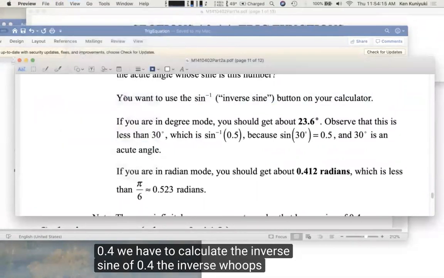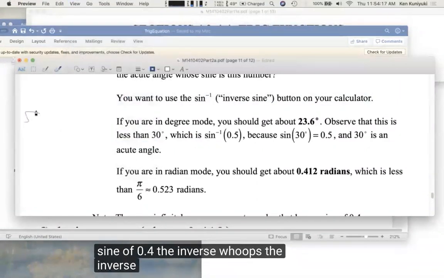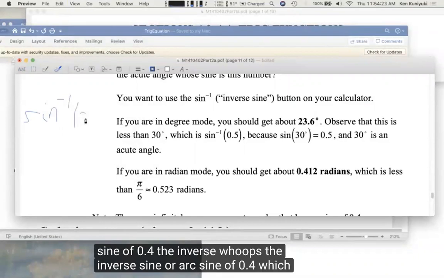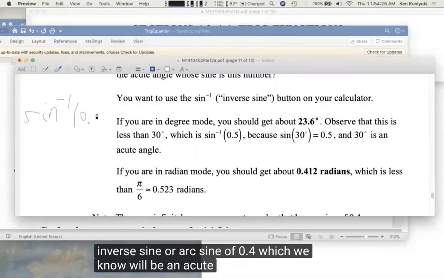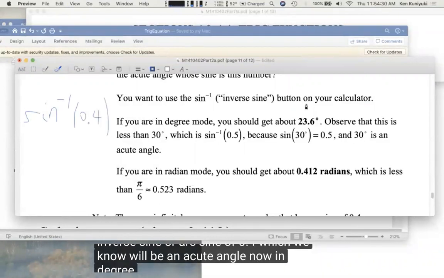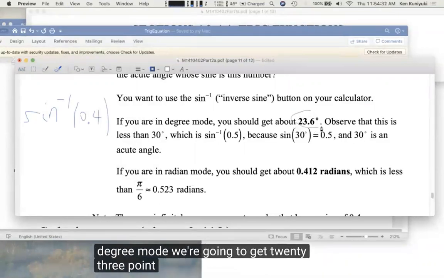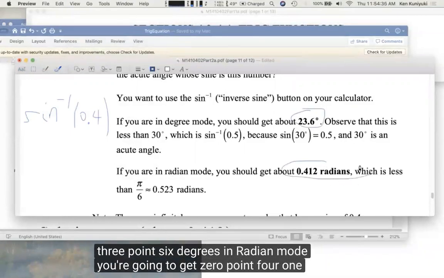The inverse sine or arc sine of 0.4, which we know will be an acute angle. Now in degree mode, we're going to get 23.6 degrees. In radian mode, you're going to get 0.412 radians.